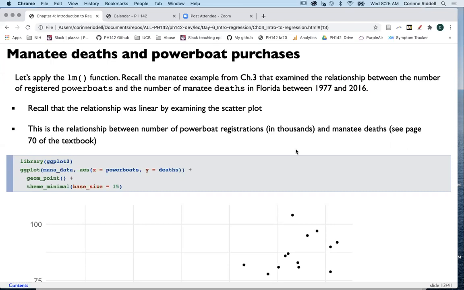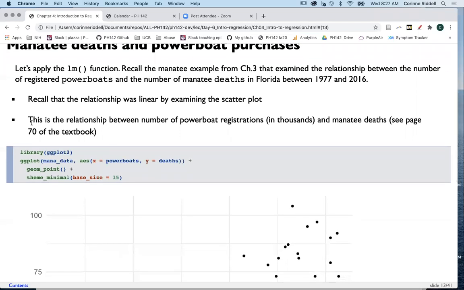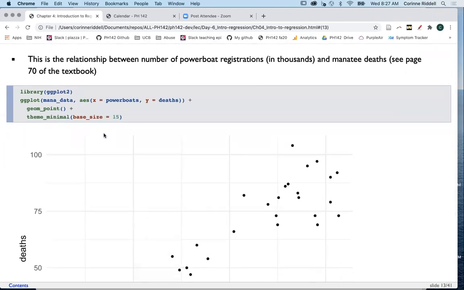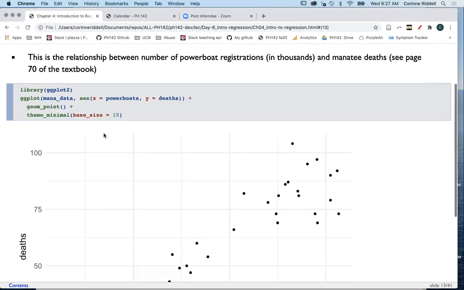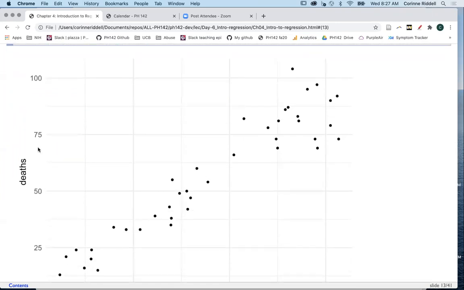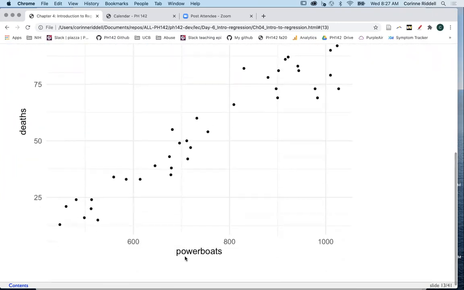So again, let me remind you, we were looking at manatee deaths, and those deaths being a function of this explanatory variable, the number of powerboat purchases. These data are from the textbook, so you can go and look at that data set on page 70 of the textbook from the course website, which presents a little more background information about that example. Remember that we made the scatter plot between powerboats and deaths. Deaths is the response variable, powerboats is the explanatory variable.